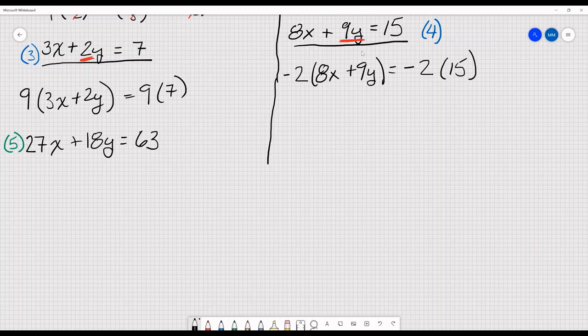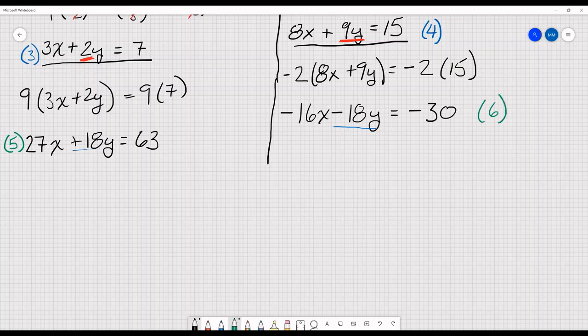Eight is 16, so that'll give me a negative 16x. 2 times 9, 18. It's negative, that's a negative 18y. And a negative 2 times 15, negative 30. Now I have plus 18y over here, minus 18y over here. I'll call this thing equation 6.